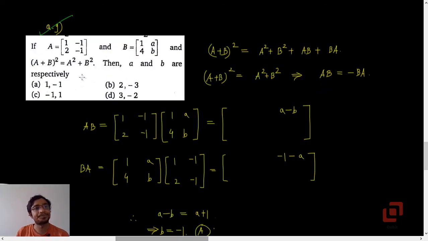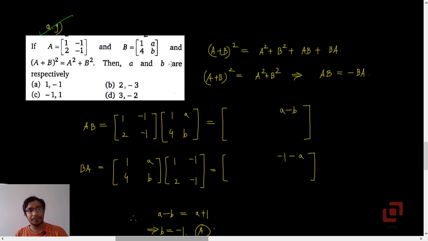Question number 9. If A is 1 minus 1, 2 minus 1, and B is 1A, 4B, and A plus B the whole squared is equal to A squared plus B squared, then A and B are respectively 1 minus 1, 2 minus 3, minus 1, 1, 3 minus 2. Okay. Now at first this problem seems to tell us that you need to find the values of both A and B. But remember, this is a multiple choice question and not a theory question. So once we pick the correct option, our job will be done, correct?